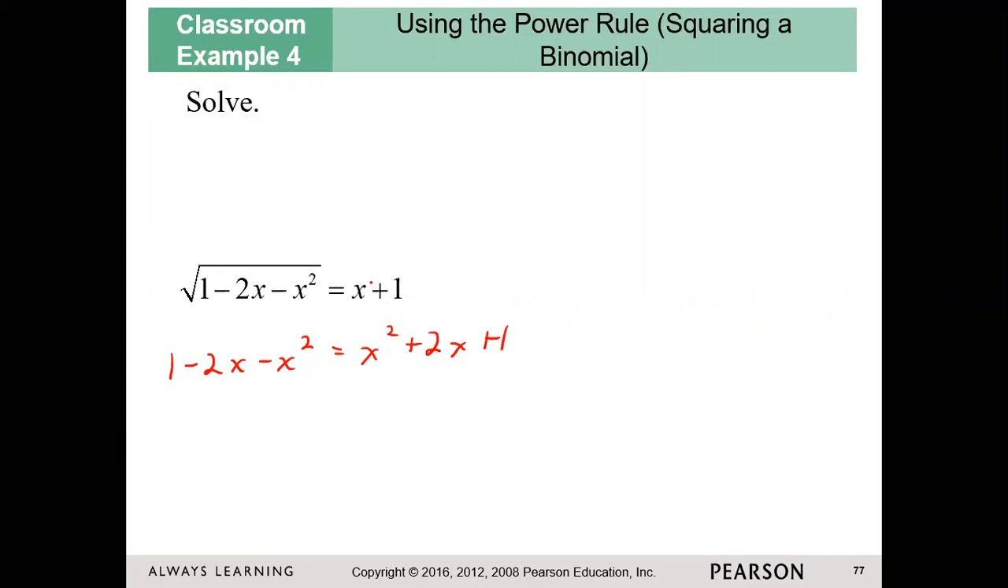We literally just saw this one. So we're just going to apply that power rule again. When you square it, that's what you get. And then again, we start to move everything to just one side of the equation, so that way we can see how this is going to play out.